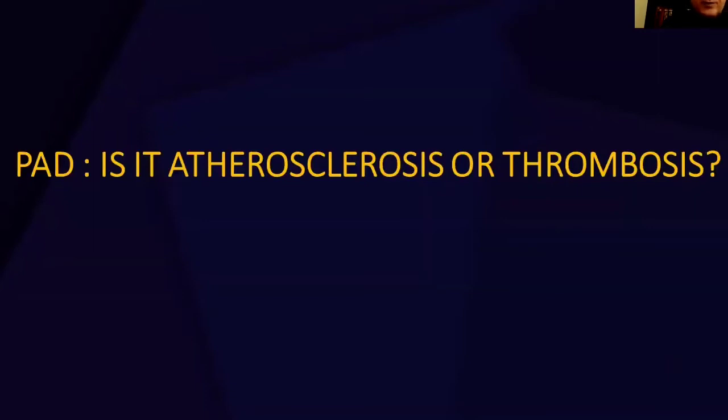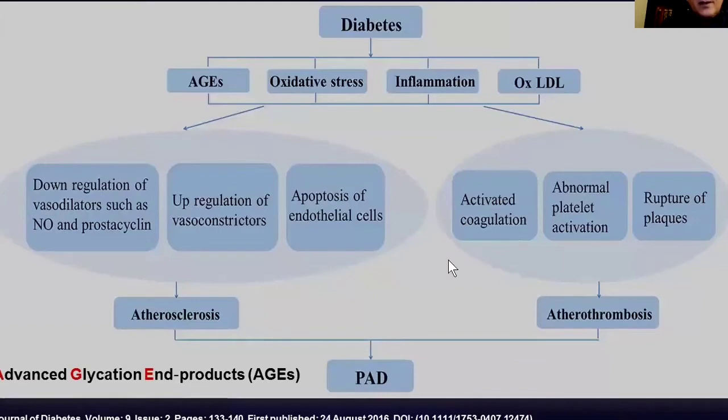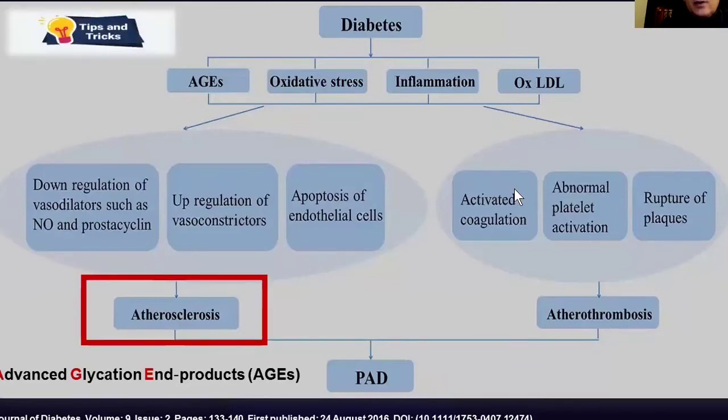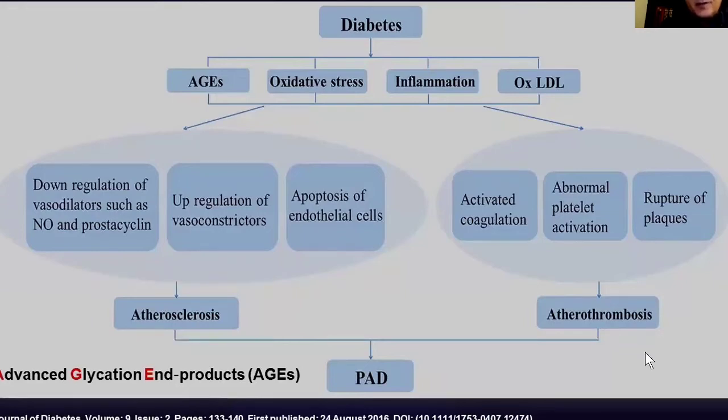Here a question, very important. Is peripheral arterial disease atherosclerosis or thrombosis? We know that diabetes has here an effect on the peripheral arterial disease. We can see here the advanced glycation end products, oxidative stress, inflammation, oxidized LDL. These are working on the downregulation of vasodilators such as nitric oxide and prostacyclin, upregulation of vasoconstrictors, apoptosis of endothelial cells, leading to atherosclerosis. And on the other side, activation of the coagulation, abnormal platelet activation, and rupture of the plaques, leading to atherothrombosis. It means here that peripheral arterial disease is a component of atherosclerosis plus atherothrombosis.